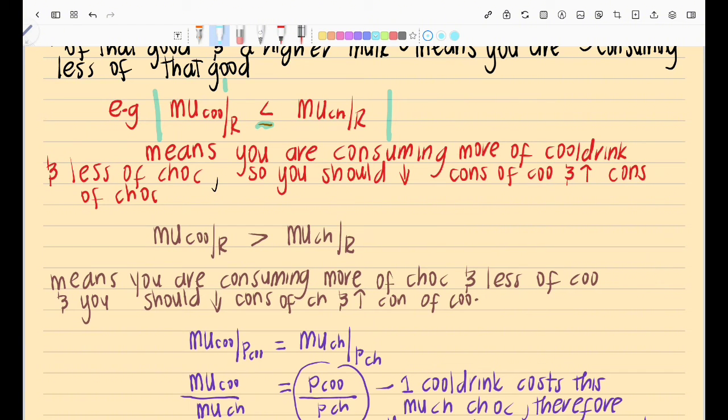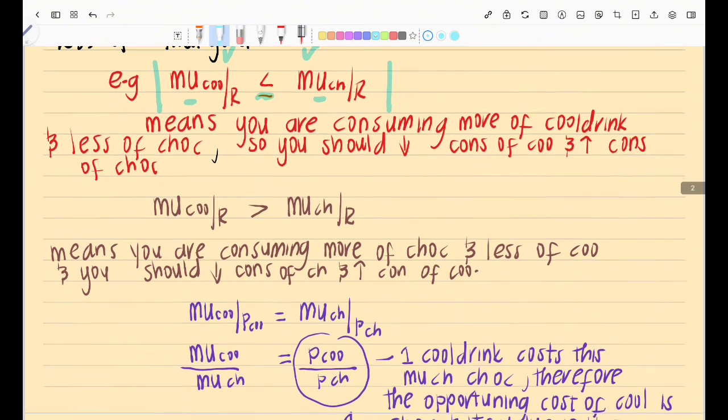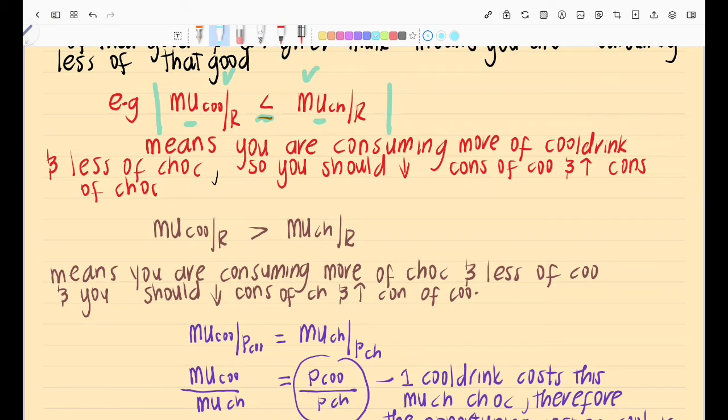So if your marginal utility is less than the other good, it means you are consuming more of this good and less of this good, right? The more your marginal utility is, the less of that good you are consuming, because the more of a good you consume, the less you value that good, right? And when you value that good less, your marginal utility is going to be less. So I hope it makes sense. So when the marginal utility of cold drink is less than the marginal utility of chocolates, it means that I'm consuming more of cold drink and less of chocolates.